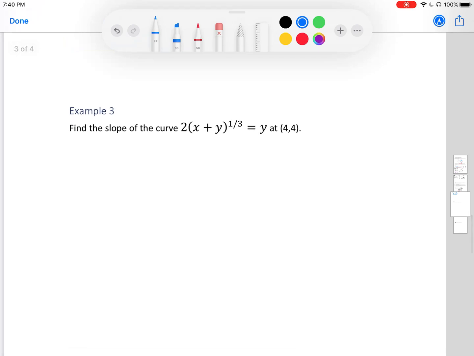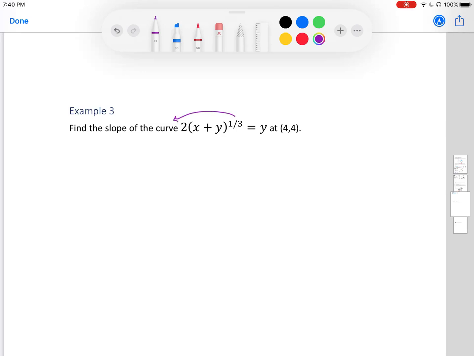Example 3. Find the slope of the curve 2x plus y raised to the 1/3 power equals y at (4, 4). All right, well, we have to find our derivative, right? For the first one, we see that we have to deal with chain rule. So let's take the derivative of the outside.